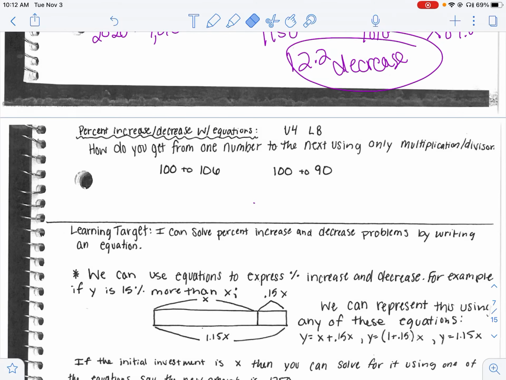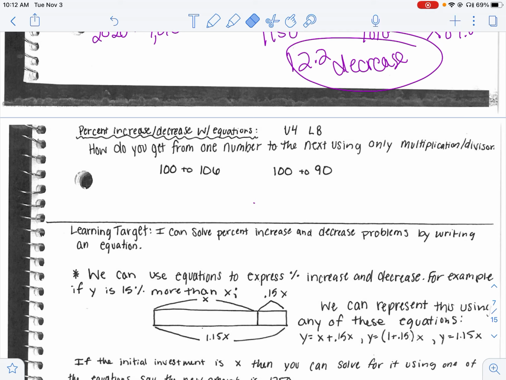Alright, percent increase and decrease with equations. How do I get from one number to the next using multiplication or division? I'm going to use multiplication for both of these because I feel that it's easier. Okay, starting out we have 100 and we're moving to 106.